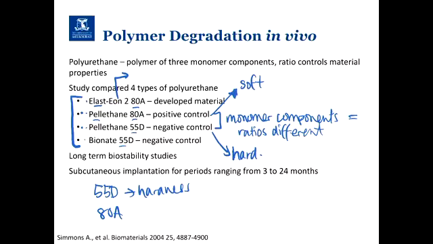So this is a very nice example of how you can change different material variables to change different material properties, and then we'll see how that actually affects its interaction when it's implanted. So this study was designed to look at long-term biostability. All of these materials were implanted into the back of the sheep, and they were explanted, some of them after 3 months, some of them staying in there up to 24 months.